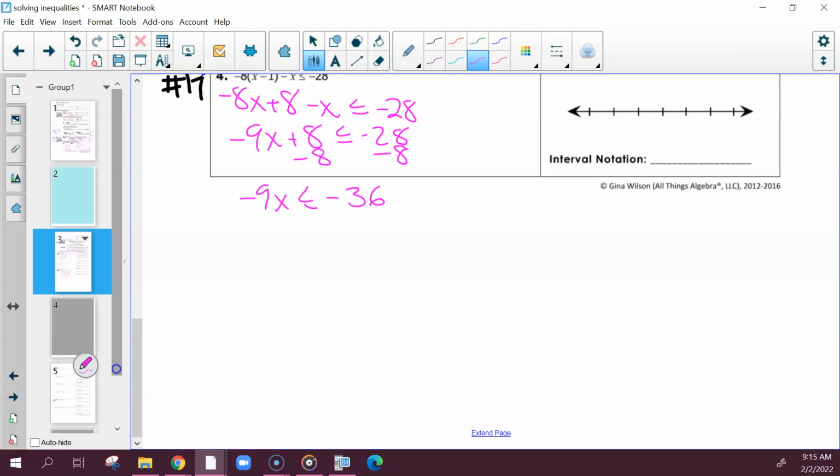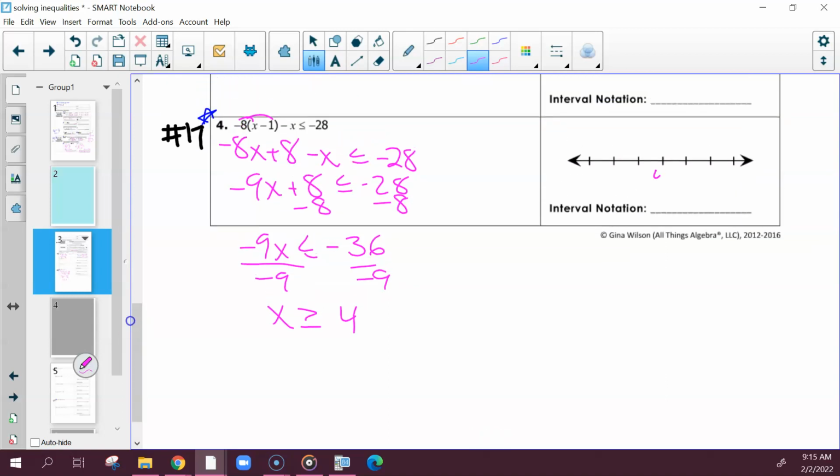And then divide. When we divide, is our sign going to change? Yes, because you're dividing by a negative. So I tried to choose one that had a less than, but we ended up changing the sign. So it didn't work.